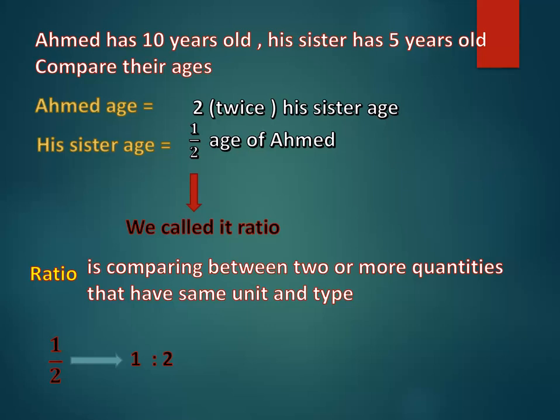We can write it in another way: 1 : 2. These two points we call colon, read as 1 to 2. We know that this is the first term and this is the second term.